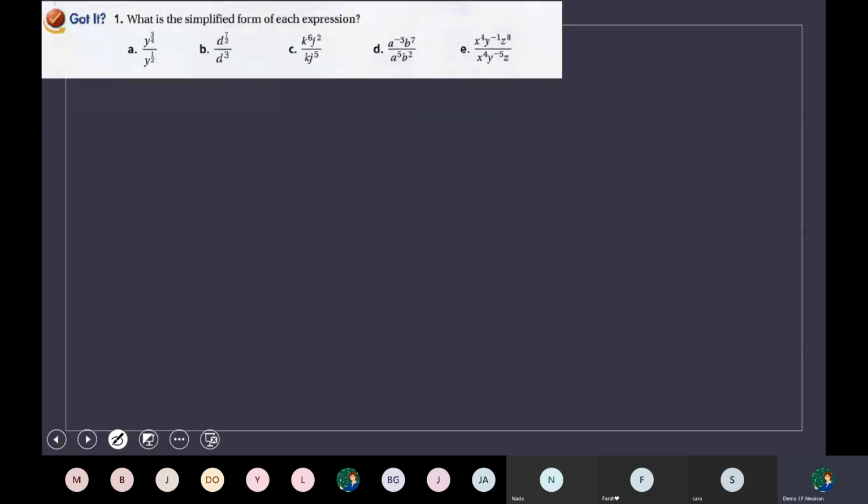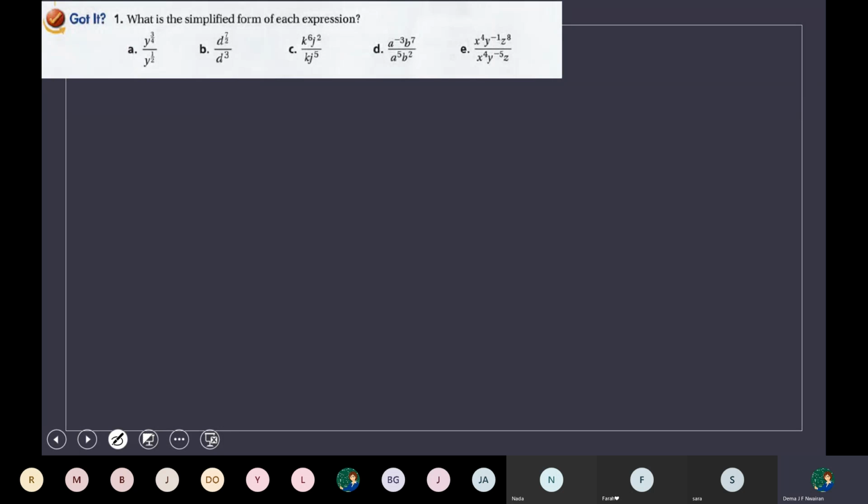Now, what is the simplified form of each expression? Yes, now here. What is the simplified form of each expression?